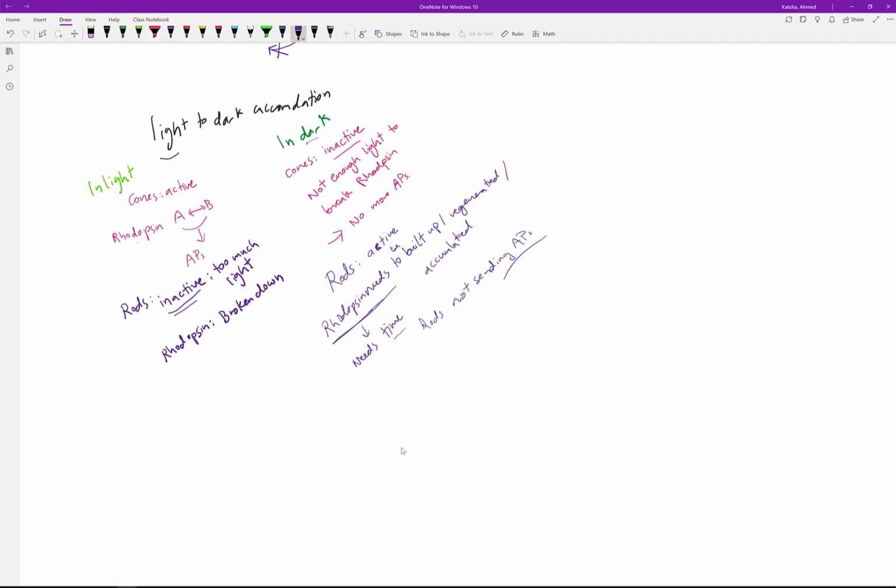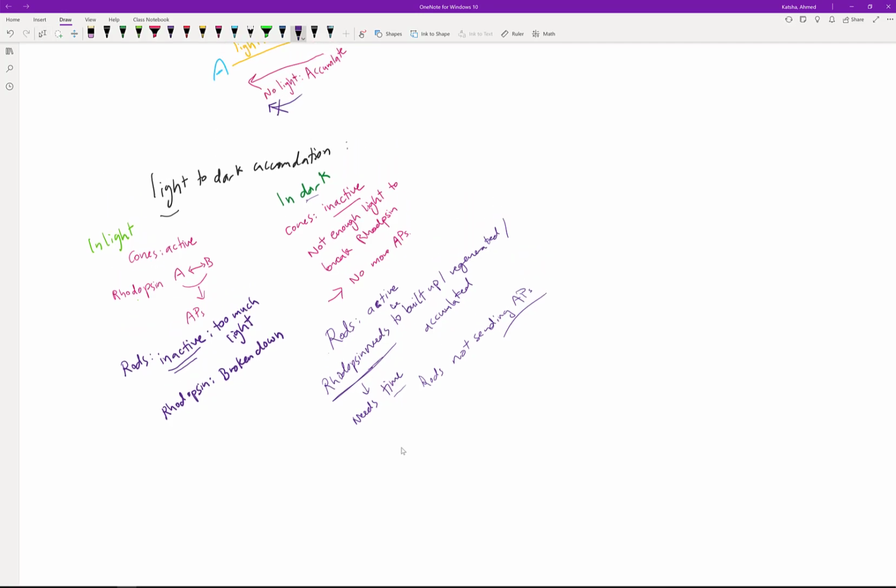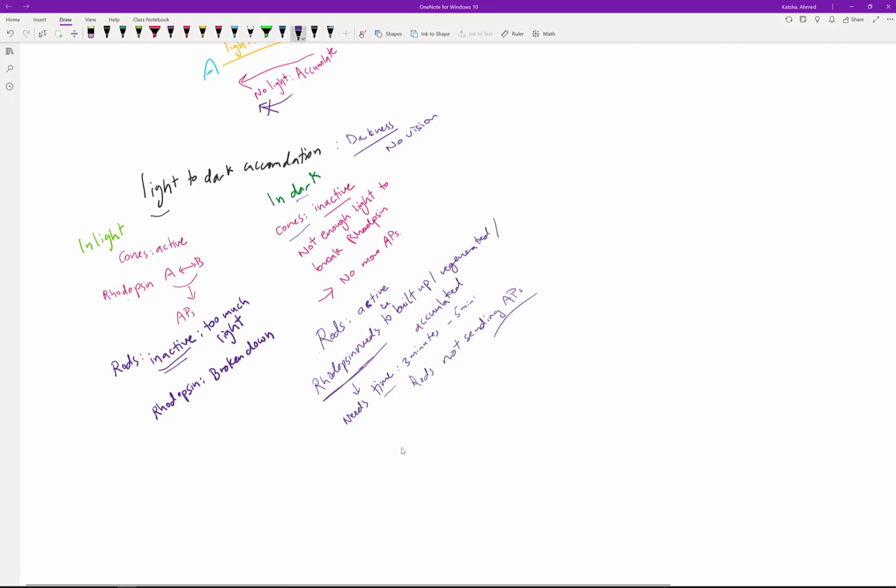So during light to dark accommodation, what we will see is darkness, no vision. Why? Because cones suddenly turned off, and rods, yes, we turn them on, but they need time to restore their rhodopsin to be able to send the action potential. This time can take maybe 2 minutes, 3 minutes, or sometimes 5 minutes. During that time, there is no action potential coming from the photoreceptors. That's why you see darkness.